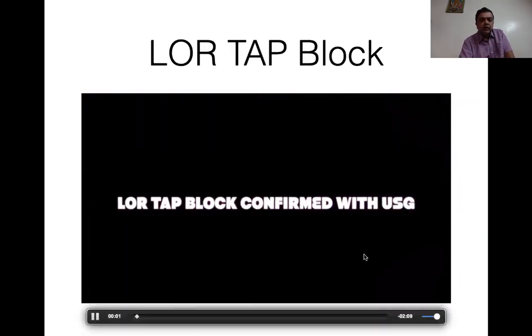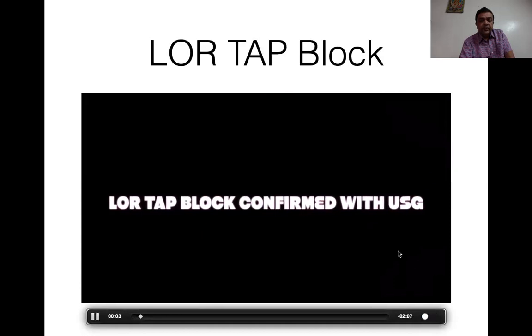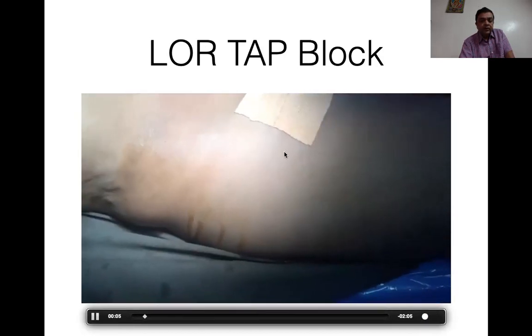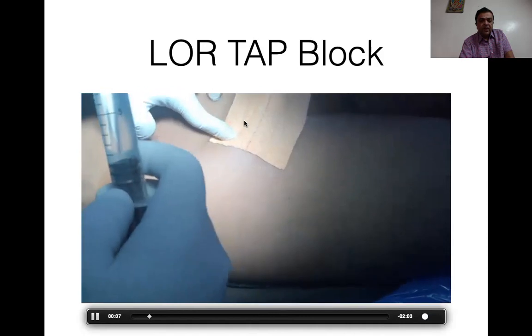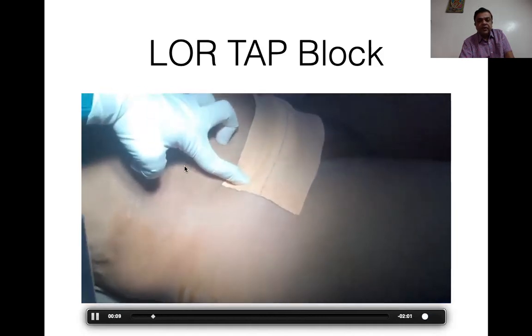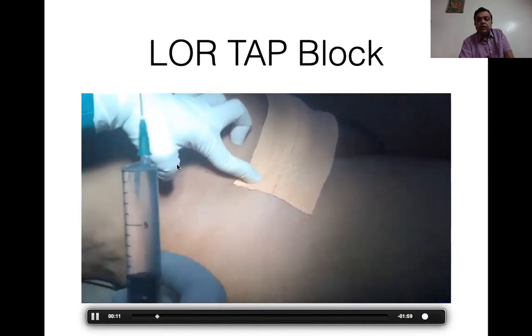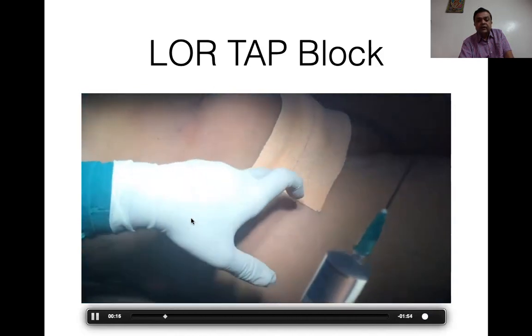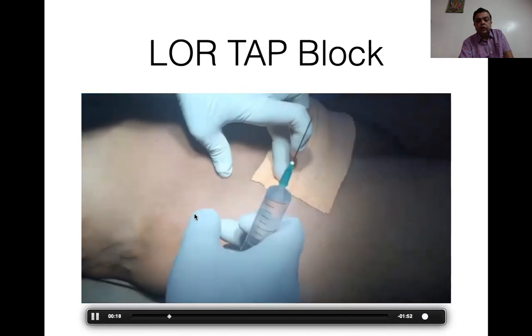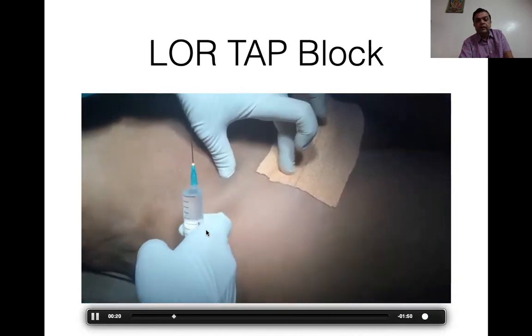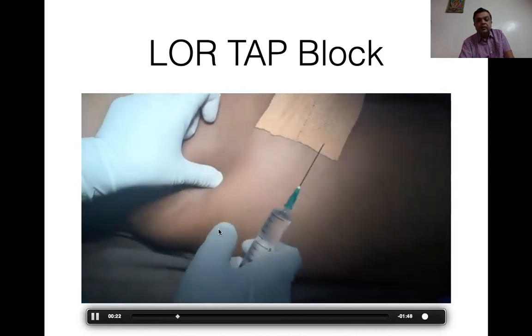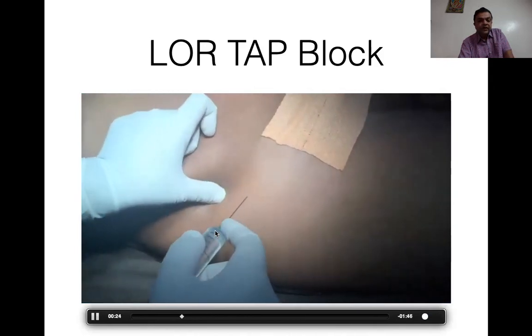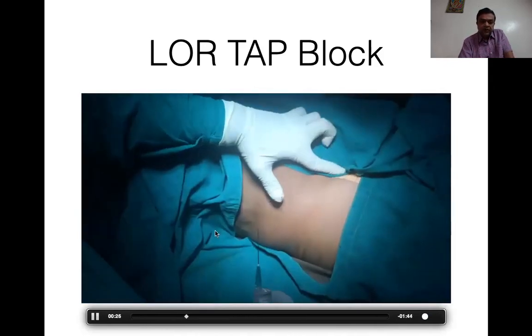So how to give the LOR TAP block? It is a very simple technique. Here we will see how to feel. This is a post-op patient of LSCS. I'm palpating the anterior superior iliac spine. I will go 5 centimeters cranially and 5 centimeters laterally, and I will insert the needle and feel the pop to block the ilioinguinal and iliohypogastric nerves in the TAP plane. Here you can see I have marked the point. Then I am inserting the needle.